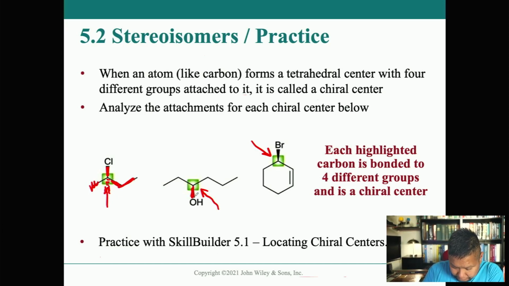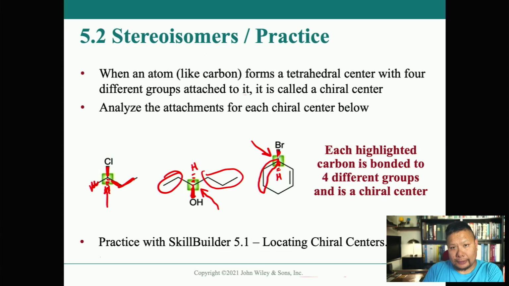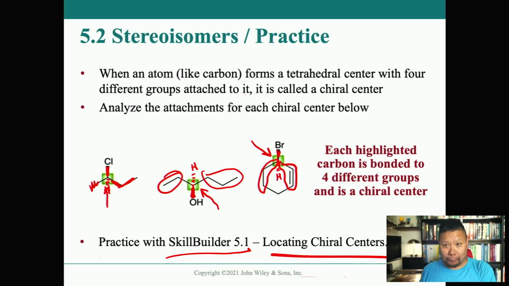Here, OH, hydroxyl or alcohol coming out at you, which means there's a hydrogen going back into the page, and then an ethyl there and a propyl there, right? And then same thing here. We have a bromine coming out at you, which means there's a hydrogen going back into the page, and then on this side we have basically a propane, but over here we have a propene, right? So the moral of this slide is that you know the carbon is chiral if it has 4 different things connected to it, okay? Steel Builder 5.1, locating chiral centers, just for you on Wiley Plus.